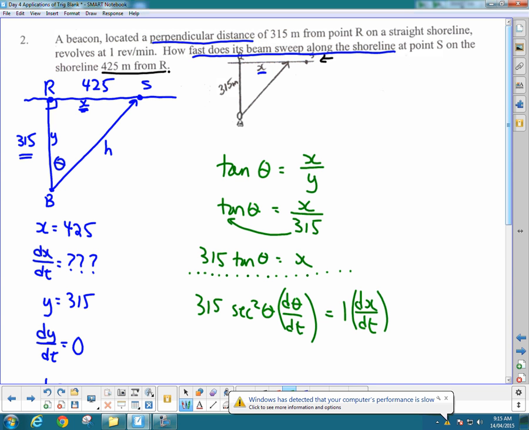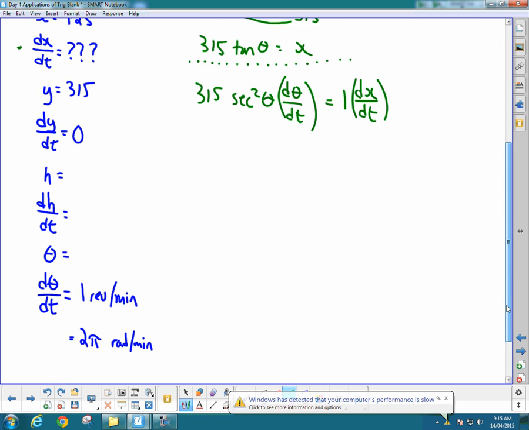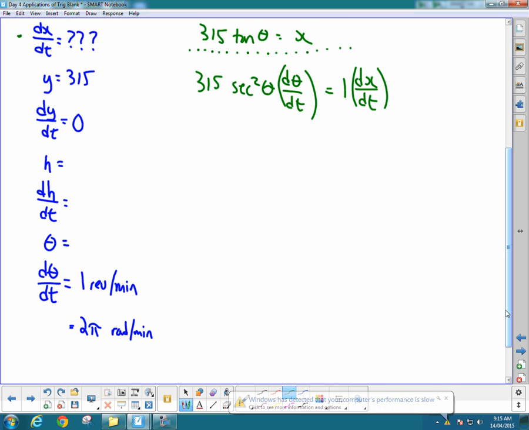So good news is my dx by dt is there, and that's the thing I need to find. It's actually isolated by itself, so the math's going to be pretty easy. What I'm now going to do is figure out secant squared theta and d theta by dt. Well, actually, d theta by dt I know, right? D theta by dt is right here. It's 2 pi. Secant part I don't know yet, but this part I do. And dx by dt is what I need to figure out. So all that's left is trying to figure out the secant.